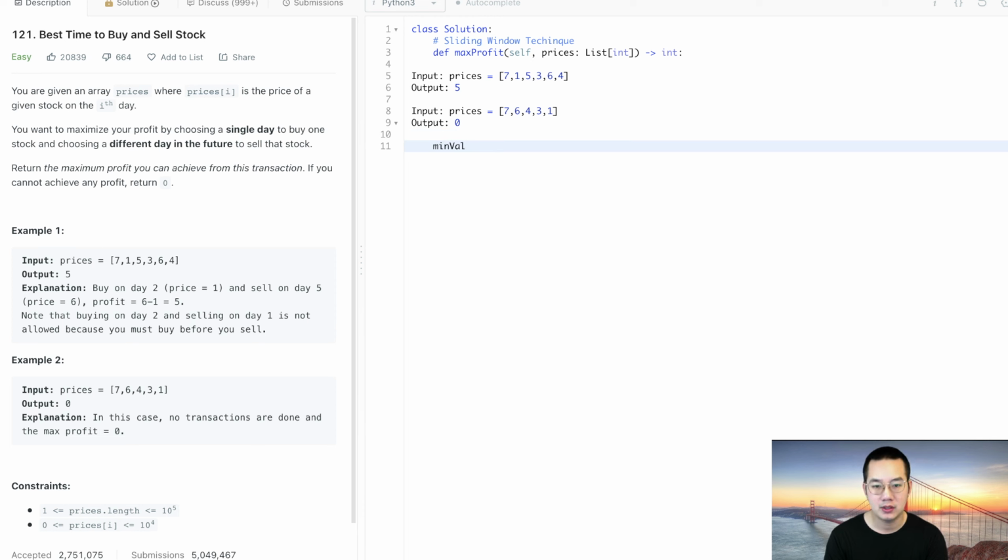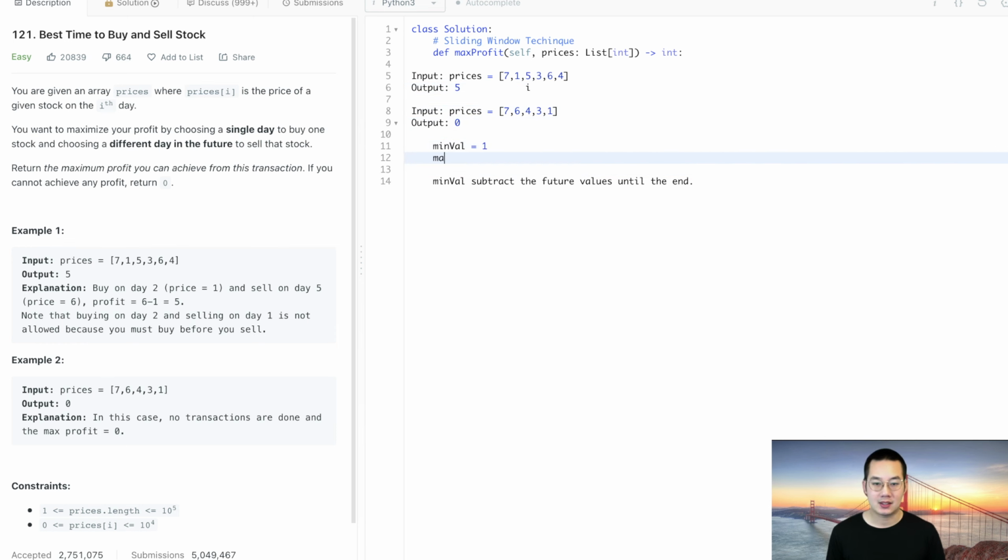Our minimum value at this point is going to be 7. And we move the i forward, and now the minimum value is 1. Now we move forward, and we have a 5. So the max difference is now 4. We keep the minimum value and we move on. We check 3 minus 1, our minimum value, and it's 2. 2 is less than 4.